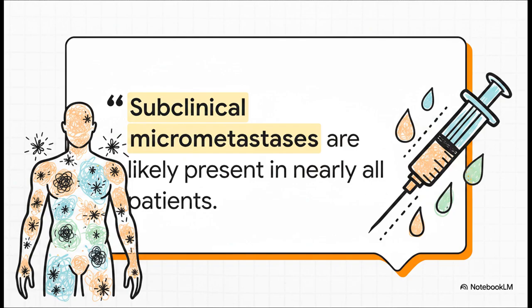Well, even though 75 to 80% of patients present with seemingly localized disease on their imaging, you have to remember the central dogma. Subclinical micrometastases are likely present in nearly all patients. This fact is exactly why localized therapy alone, like surgery or radiation, is simply never enough. Systemic chemotherapy is an absolute requirement for every single patient. It acts as the vital backbone of our management to hunt down all those invisible micrometastases.